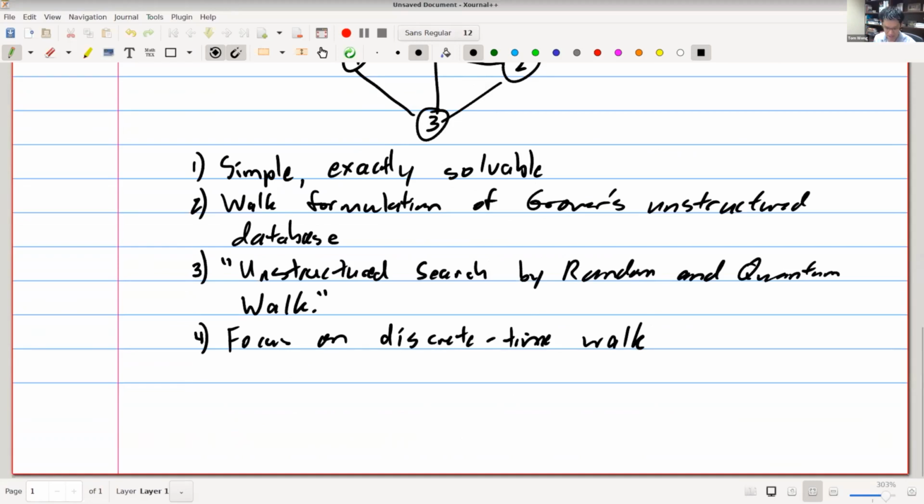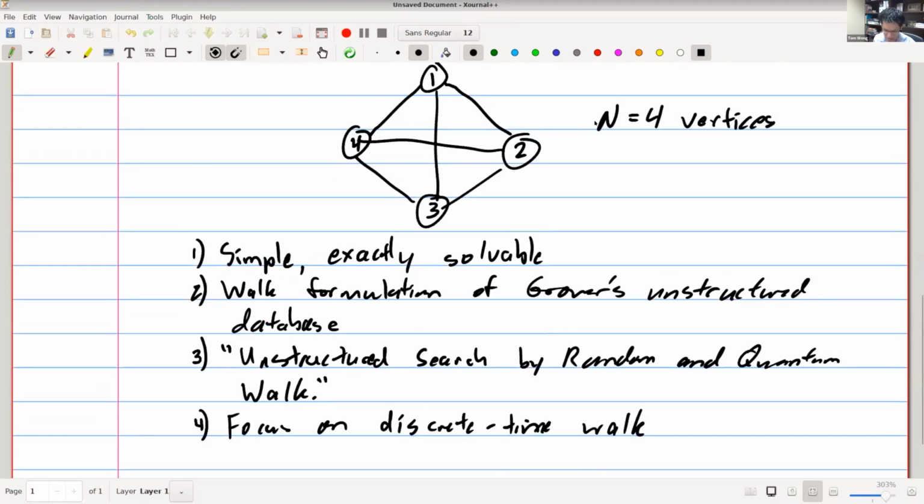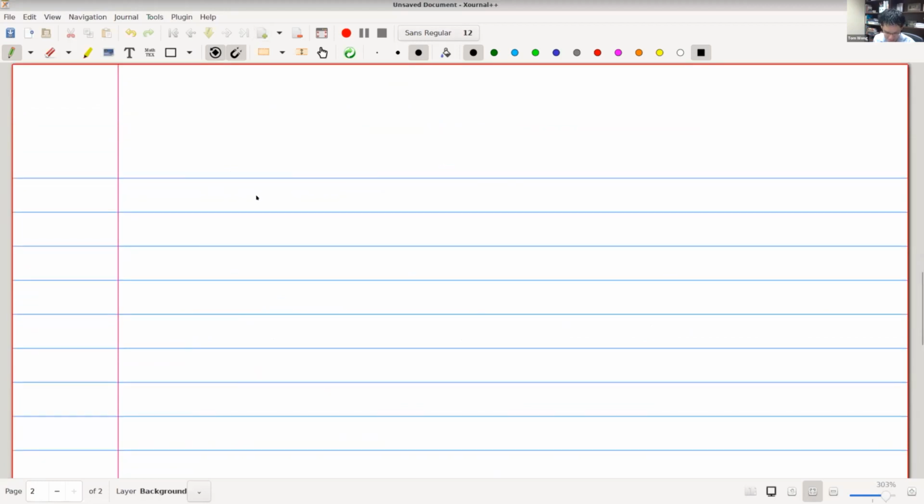So let's go ahead and look at how a classical random walk searches the complete graph of n vertices. Okay, so let's put this in Roman numeral 2. So this is a random walk, which is implied to be classical. So maybe I'll put classical in parentheses. So this is a classical random walk or just a random walk. And let's go through the search algorithm together.